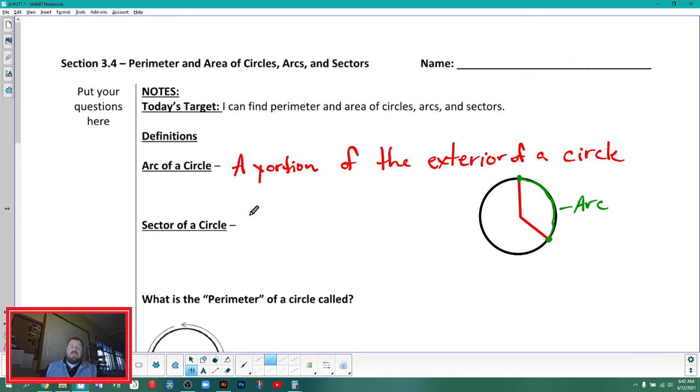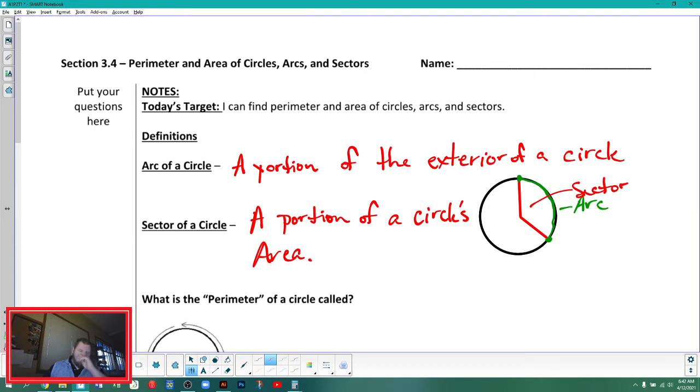Now, a sector of a circle is a portion of a circle's area. Okay. Now, there's a lot more technicalities in there. It has to go from the center along a radius, and be bounded by an arc. But this portion in here would be a sector.